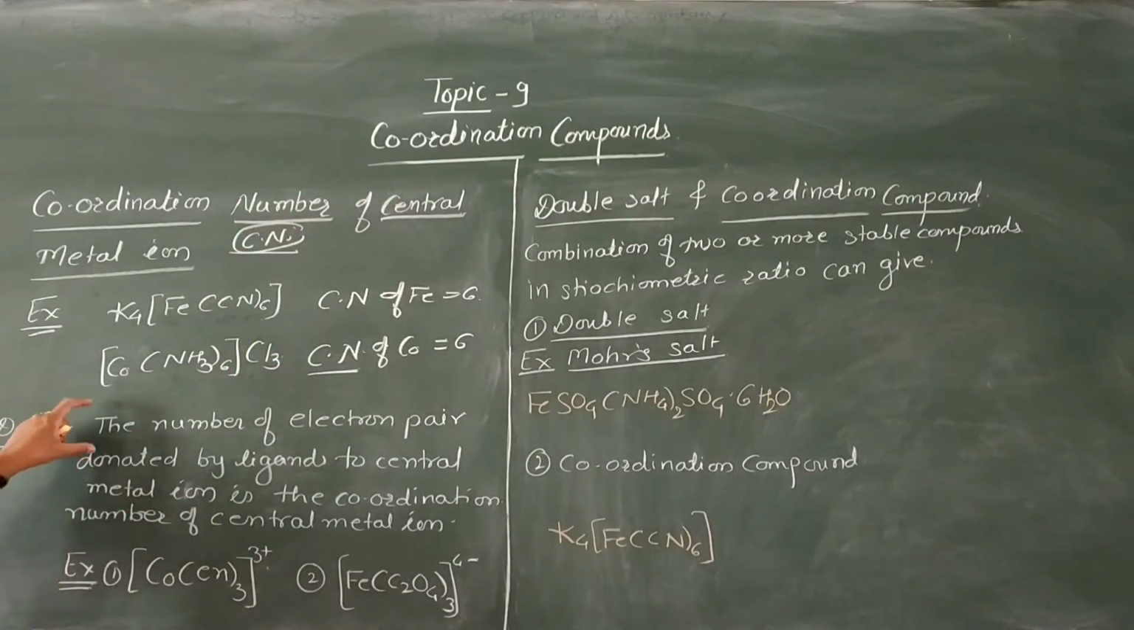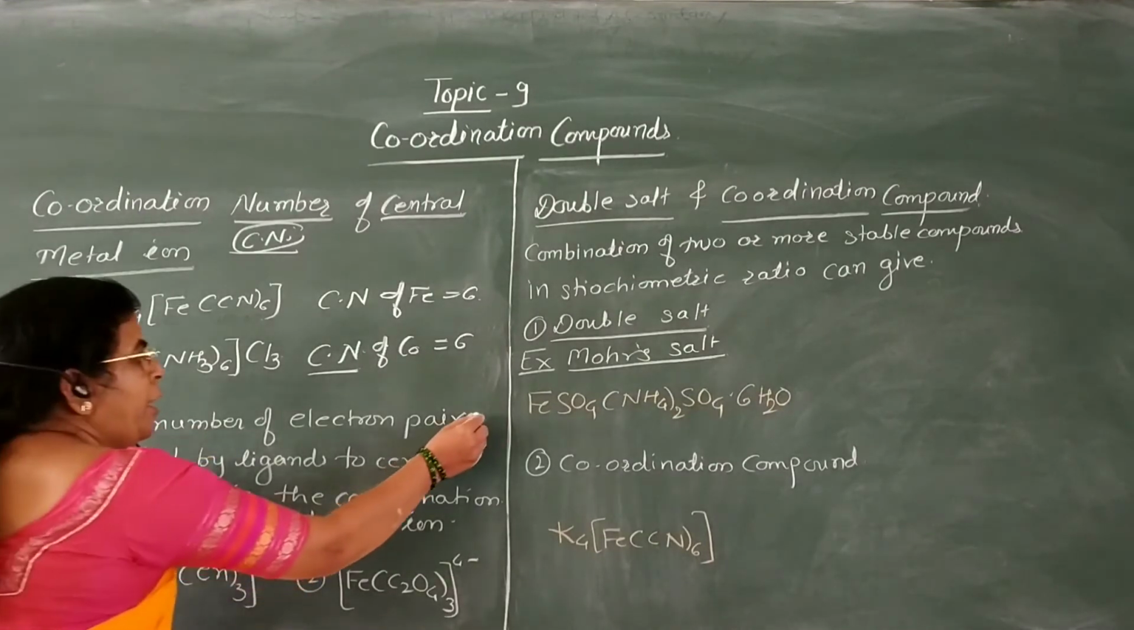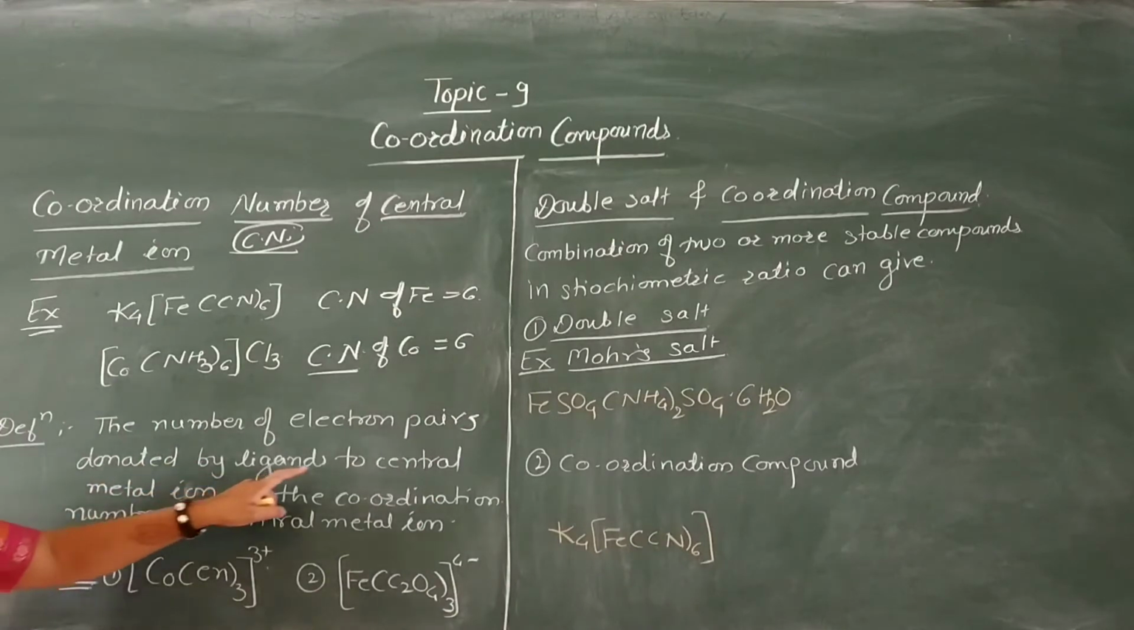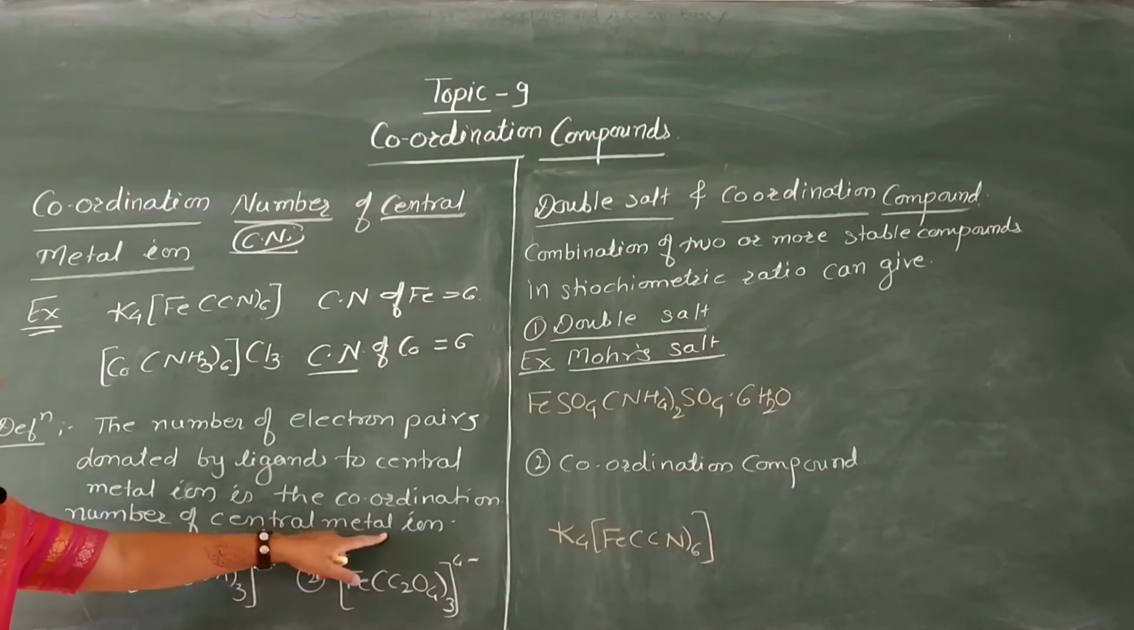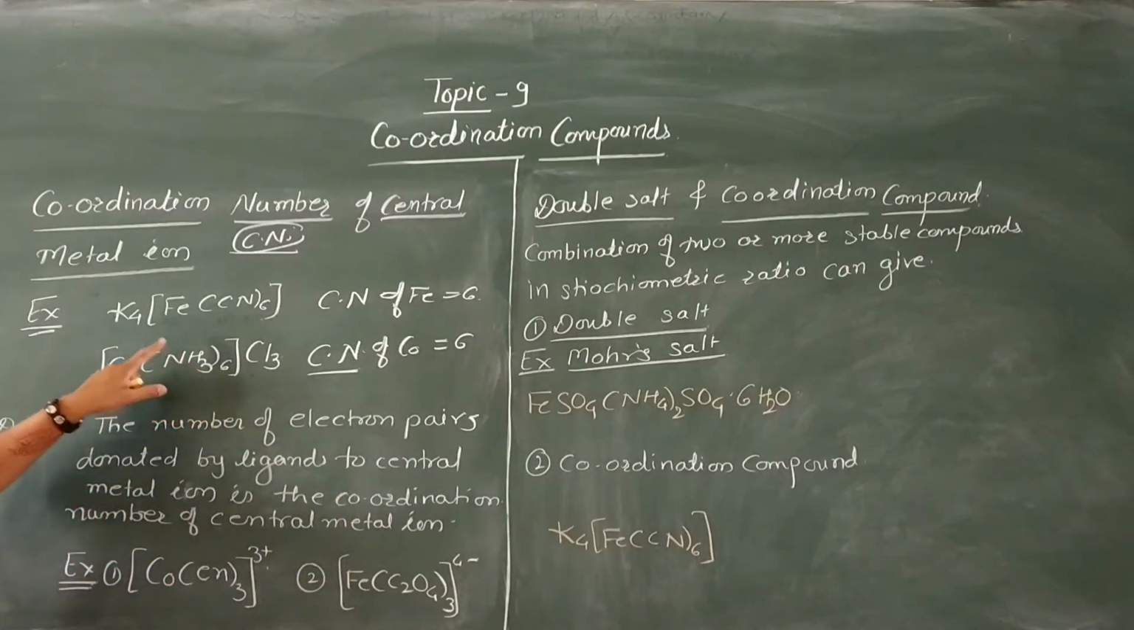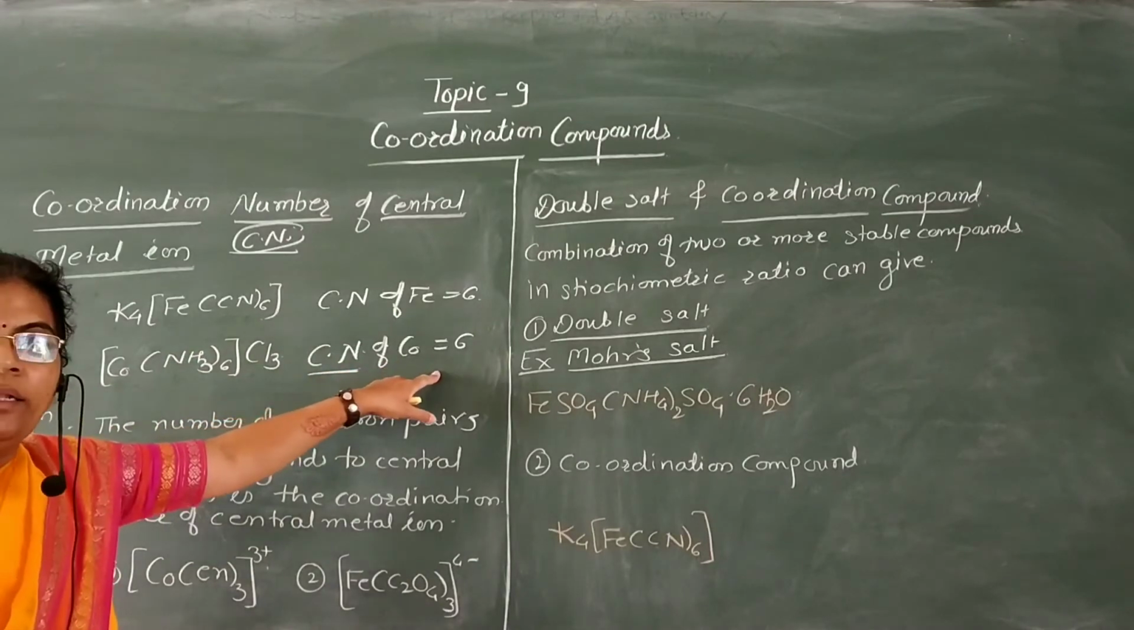Now we can define from this: the number of electron pairs donated by ligands to the central metal ion is the coordination number of the central metal ion. That is, the number of electron pairs donated by ligands to the central metal ion is the coordination number of this central metal ion.